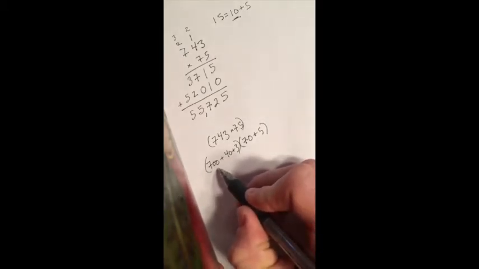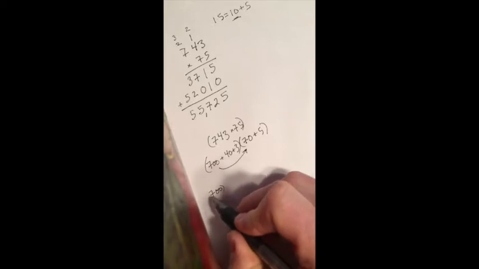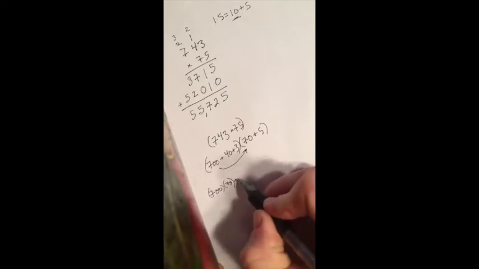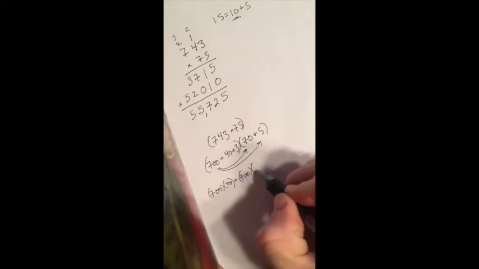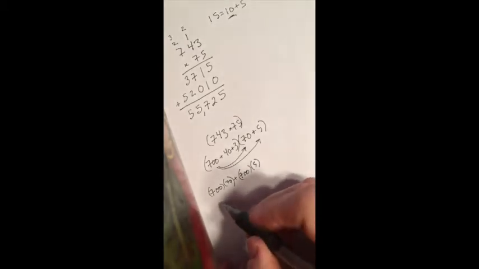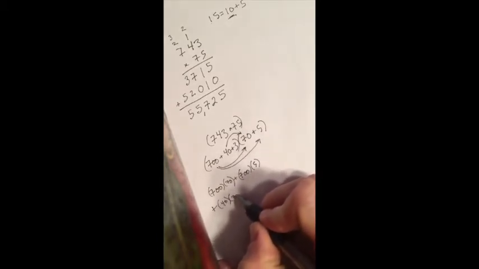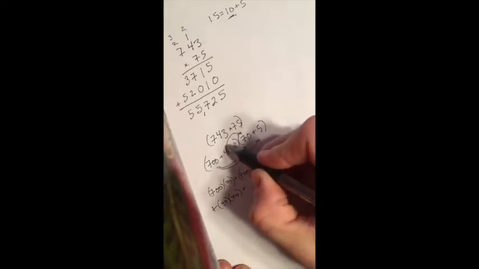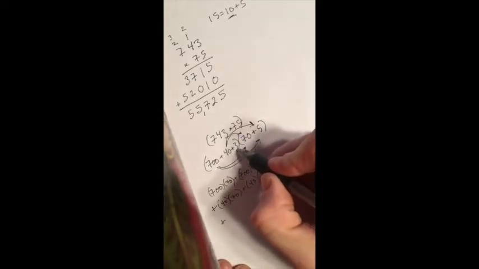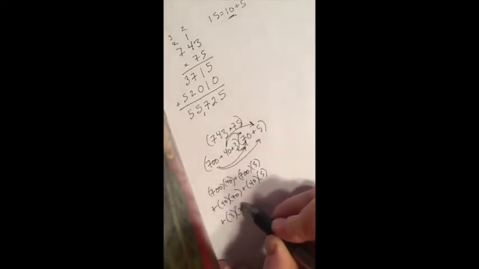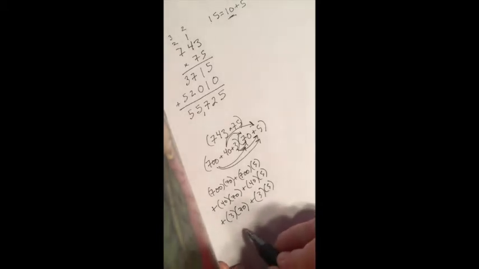So if I multiply the 700 times the 70 and add it to 700 times 5, and then I add that to 40 times 70, plus 40 times 5, and then I add that to 3 times 70, plus 3 times 5, I should get the same result.